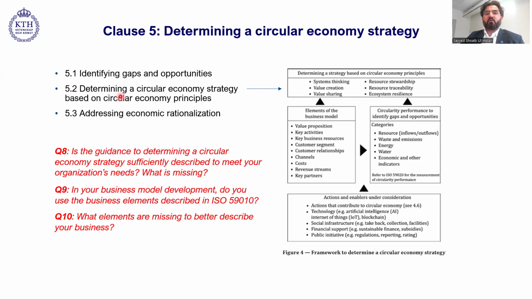But here the most important clause is 5.2, which provides a framework for developing circular economy strategy. And if you can see here, again, subclause 1 is being repeated here. Identify gaps and opportunities, and also circularity performance, which was previously part of clause 4. So we are again asking people to do circularity performance assessment here in subclause 5.2. So to make it easy to read for the readers and to make it more clear, we have some proposals that we will share with you today.